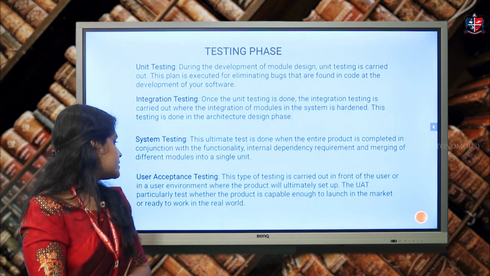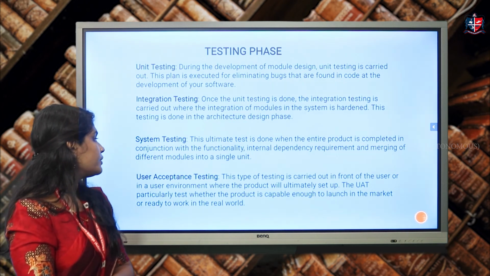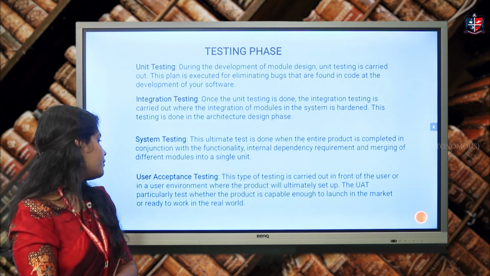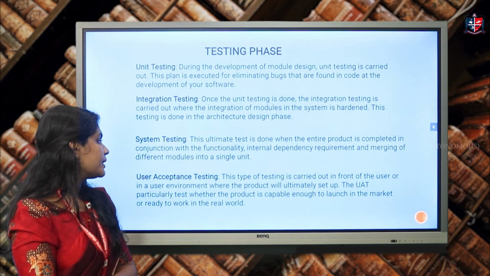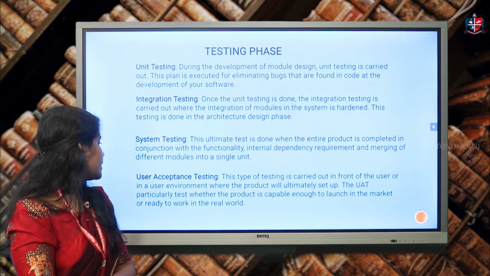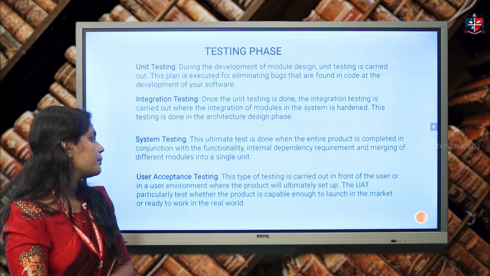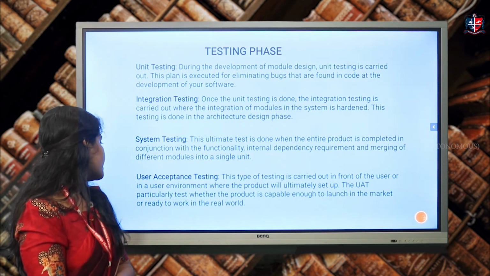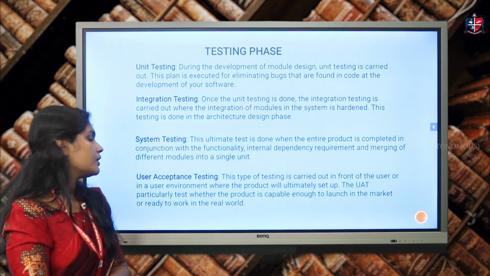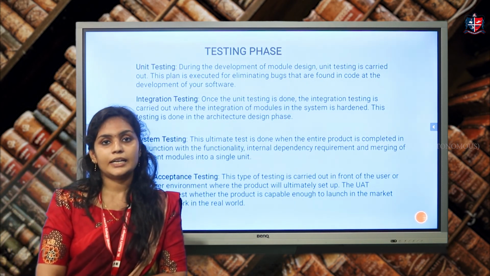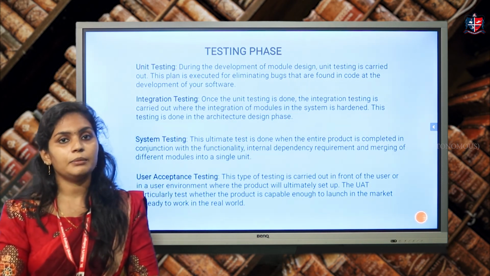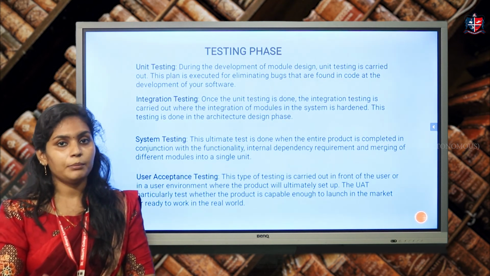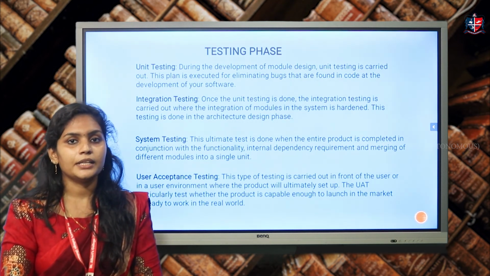User acceptance testing is carried out in front of the user or in the user environment where the product will ultimately be set up. The UAT particularly tests whether the product is capable enough to be launched in the market, or ready to work in the real world. So user acceptance testing contains two kinds of testing: alpha testing and beta testing. Alpha testing is done by the developer and beta testing is done by the customer.